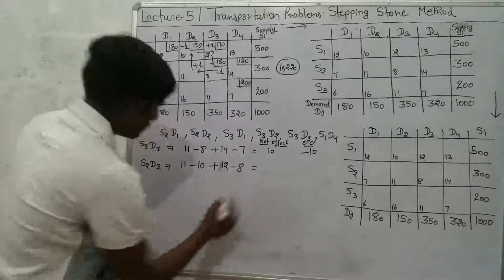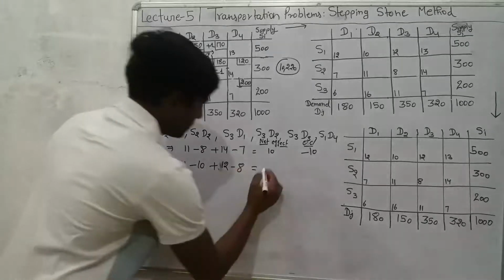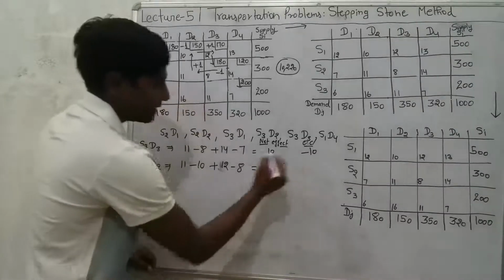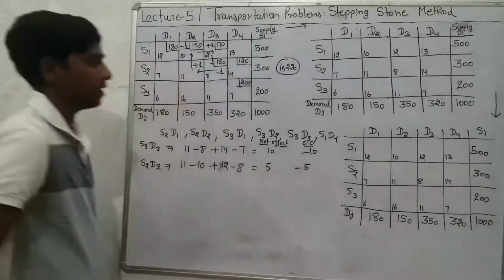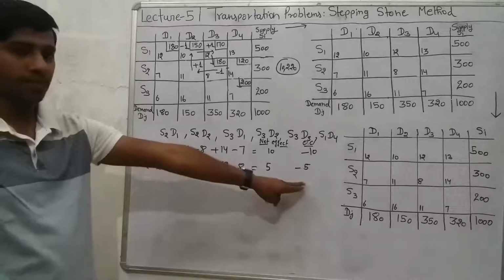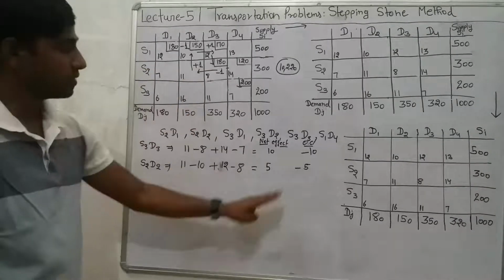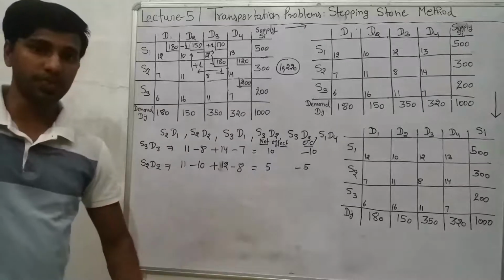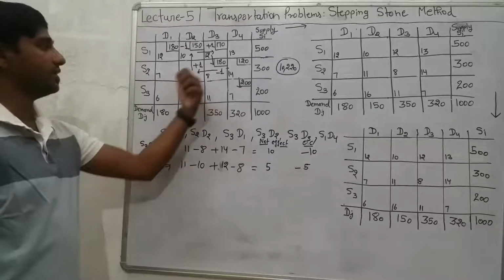So net effect would be 11 minus 10, 1, 1 plus 12, 13, 13 minus 8, 5. So net impact would be, just change the sign, minus 5. So what is the meaning of minus 5? If you are adopting this route, the total cost would increase by 5 rupees per unit. So there is no benefit in opting this route. Okay.